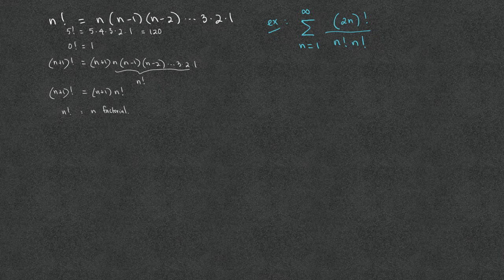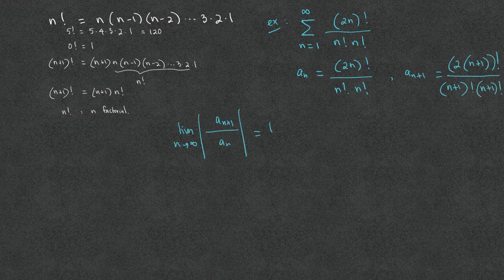For example, determine the convergence of the series (2n)! divided by n! times n!. We're going to use the ratio test with a sub n being (2n)! over n! times n!. And so a sub n plus 1 is (2(n+1))!, divided by (n+1)! times (n+1)!, where we replace n with n plus 1 everywhere.